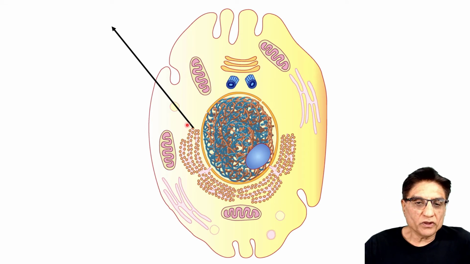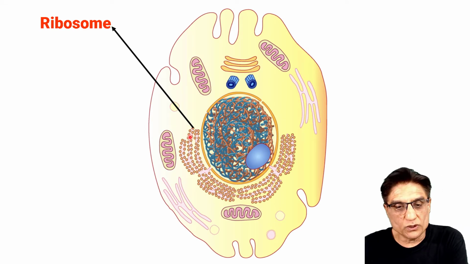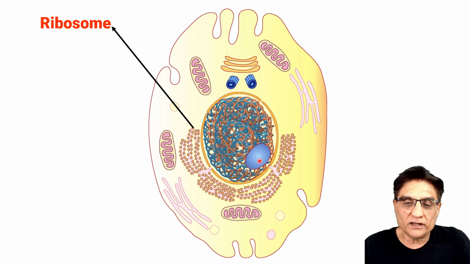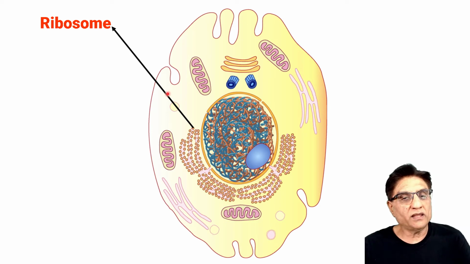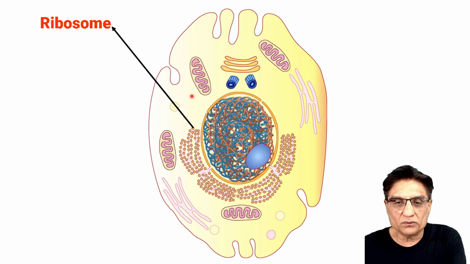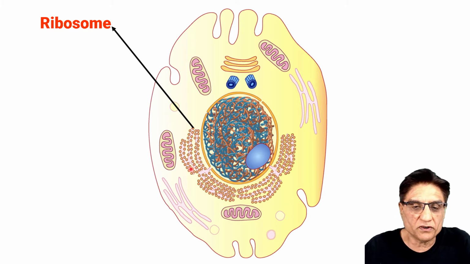Inside the cell, we also have ribosomes, those little dot-like structures. They are made by the nucleolus right here. They come through the nuclear pores. They get attached to the endoplasmic reticulum, and they are called ribosomes. Some ribosomes are free-floating, and there are only a few. They're in the cytoplasm, free-floating.